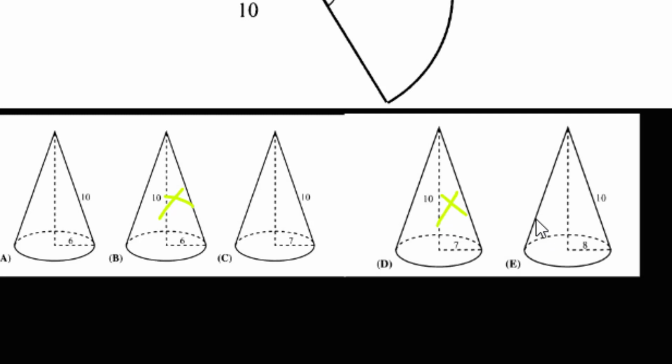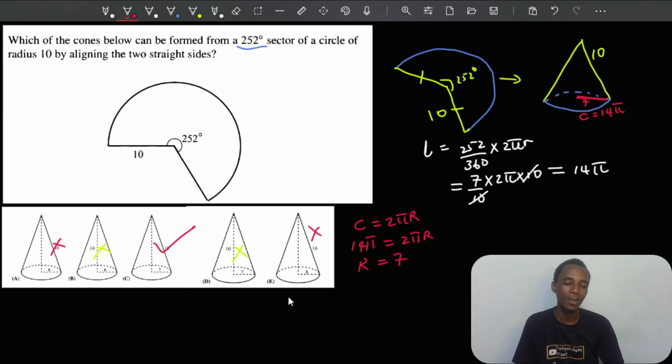Now let's see which one here has 7 units. This one has 6, which is not correct. This one has 8. So this is the correct cone that will be formed from this sector.